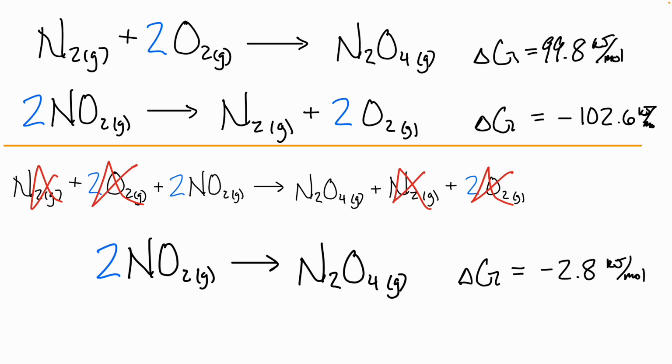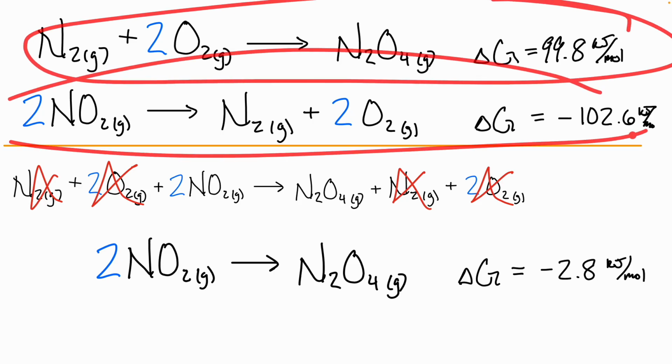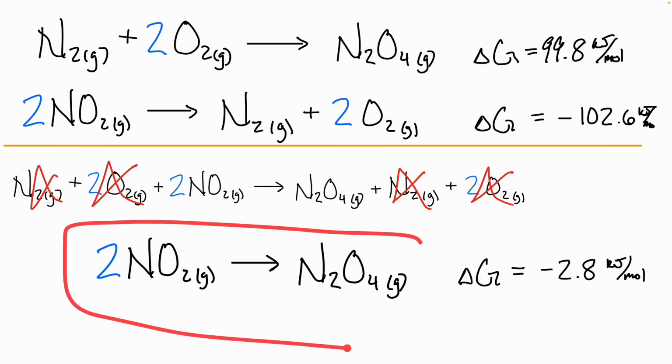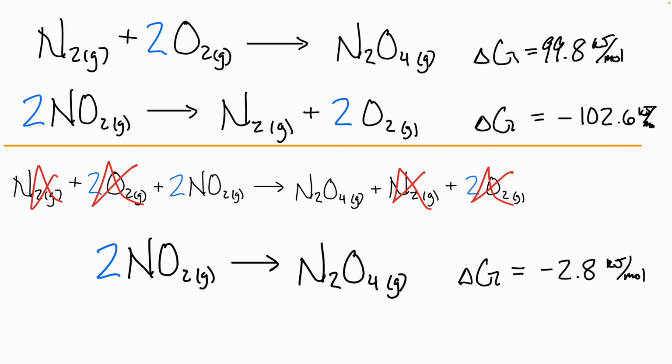So we took these 2 reactions that we knew something about, and we used them to figure out a new chemical reaction that we knew nothing about, all right? And we can conclude that this reaction is spontaneous.